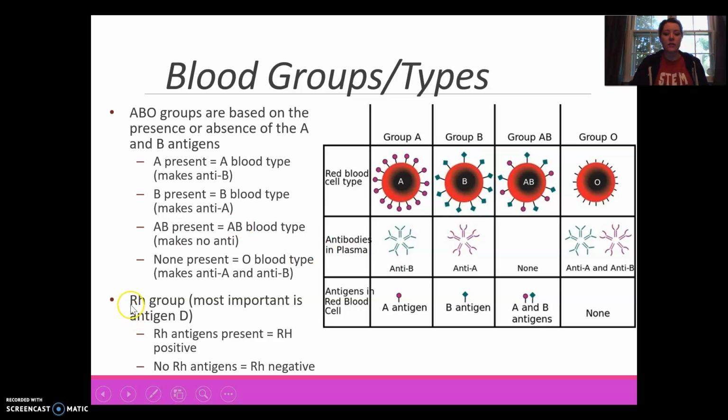All right, and so this Rh factor down here is just whether or not it's positive or negative. That's not shown in the chart here. So moral of the story: if you have an A blood cell, you have a B antibody. If you have a B blood cell, you have an A antibody. If you have an AB blood cell, you have no antibody. And if you have an O blood cell, you have both antibodies. Got it? Good. Memorize it.